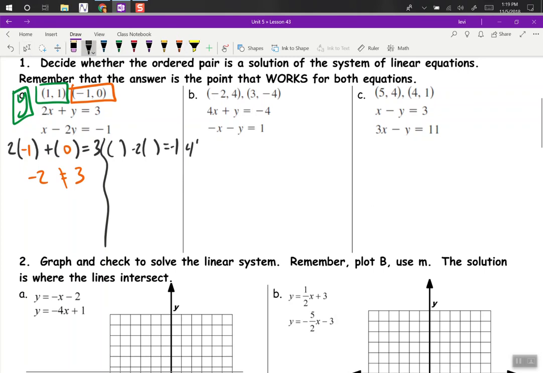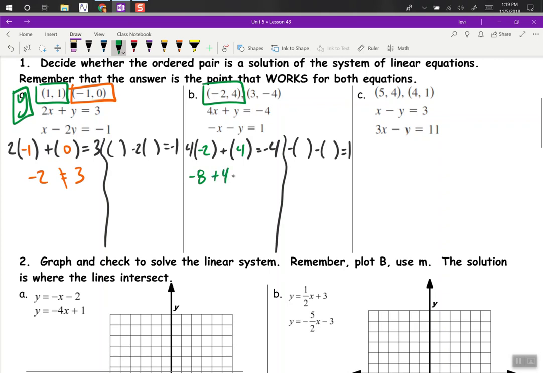Same thing here. 4x plus y equals negative 4, and our other equation, negative x minus y equals 1. And so we're substituting in negative 2, 4 first, negative 2 and 4. So this makes negative 8 plus 4, and that does equal negative 4, right? Negative 4 equals negative 4, so that's a yes.